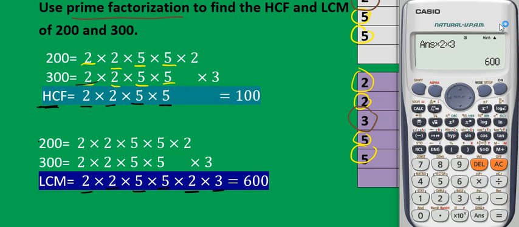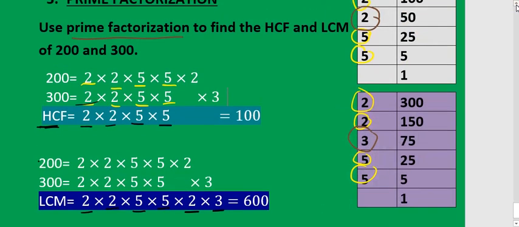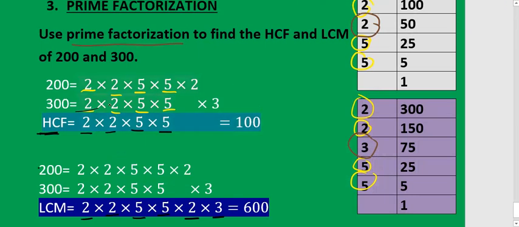To summarize, when you use prime factorization, you first need to list the factors of both numbers. For the HCF, you only use the factors in common. For the LCM, you use the factors in common and the factors that are not in common. So you multiply everything, those in common and those that they do not have in common. I think it's simple enough.